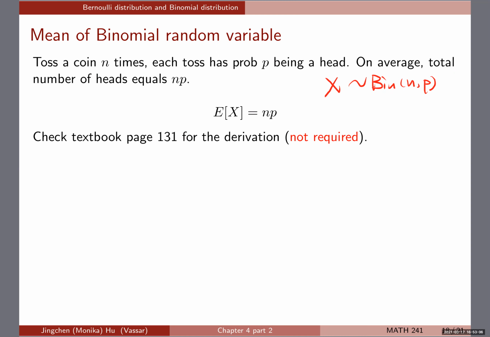Check out the textbook, page 131, for the 9th edition. For the derivation, it's not required for you to know exactly how to do it, but I think going over it will help your understanding about how to work with expectation, and in particular with this binomial distribution. So keep that in mind, this result is going to become handy.